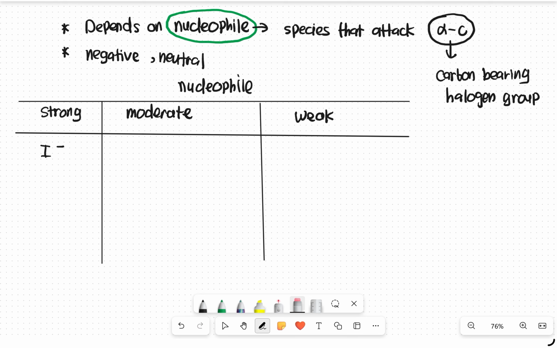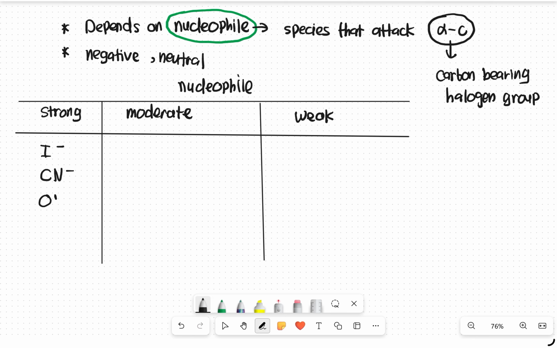Other than that, you have CN negative, cyanide. CN negative derives from metal cyanide, for example NaCN, sodium cyanide, or KCN, potassium cyanide, the same concept. It gives the negative charge of cyanide. This is a basic concept from the physical chemistry chapter.